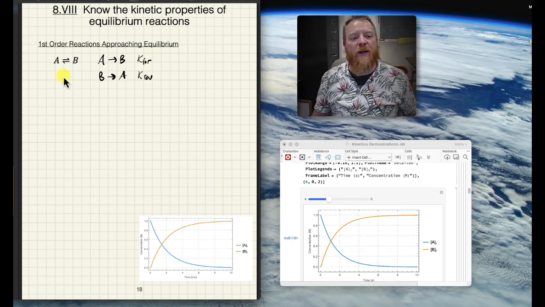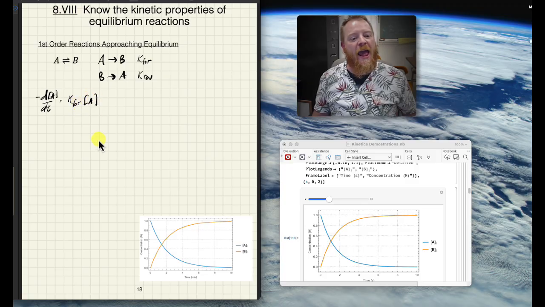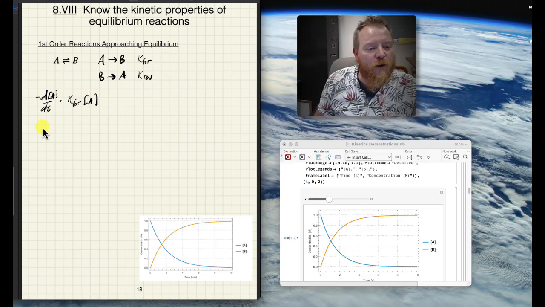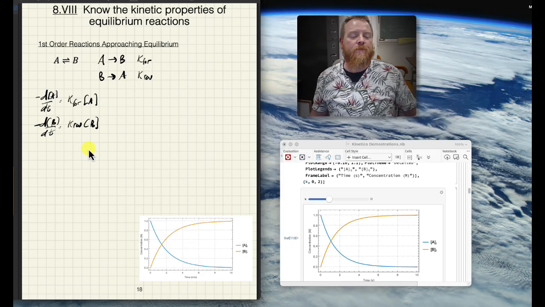So from that, we could start writing individual rate laws, right? I could write that the rate law for A was negative dA by dt, and that would be K forward times A. And then I could also write the rate of B, and the way that I've got it written, negative dB by dt equals K reverse times B.